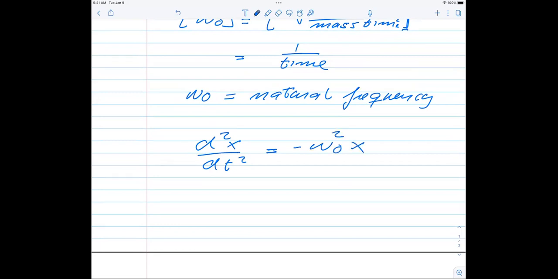So how many of you have seen this type of differential equation before? Anyone? Yeah, there are quite many. What's the solution to this equation? Anyone who remembers that? This is a famous differential equation in science.